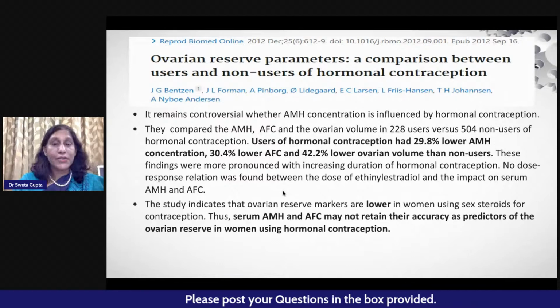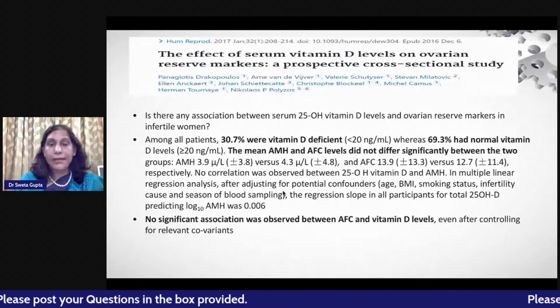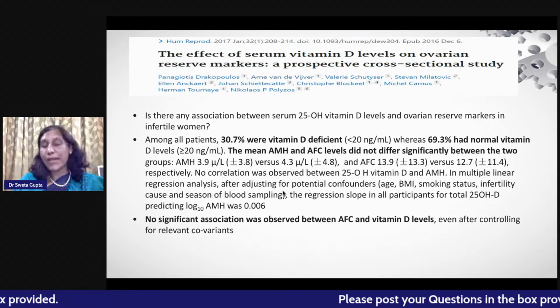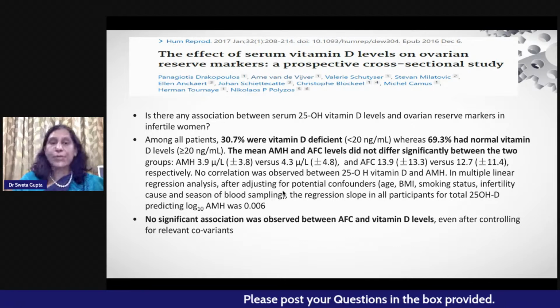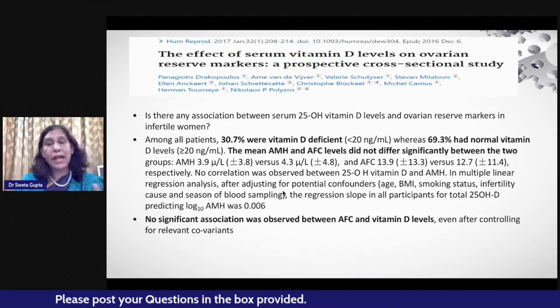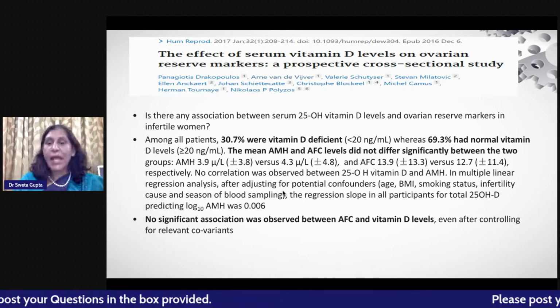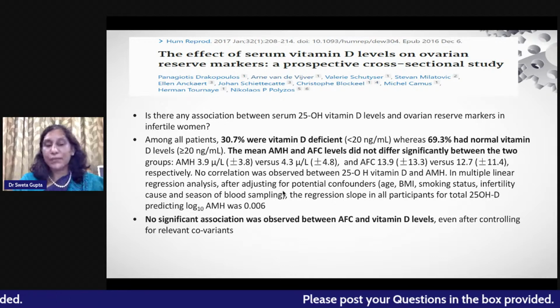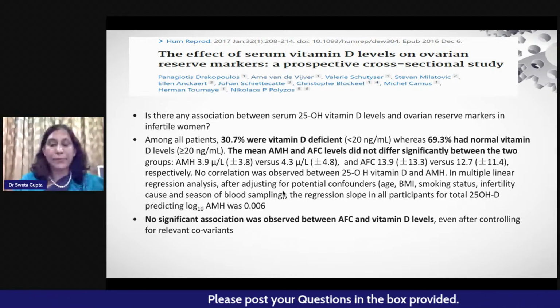Vitamin D. When we look into nutritional vitamin D, the study compared the association between vitamin D and ovarian reserve markers. They used the vitamin D deficient patients' data as well as the normal ones, and they found that there is no difference. No significant association was observed between the AFC and vitamin D levels.